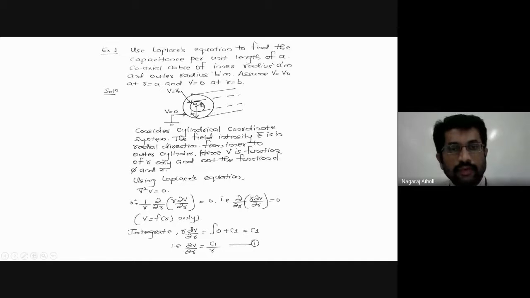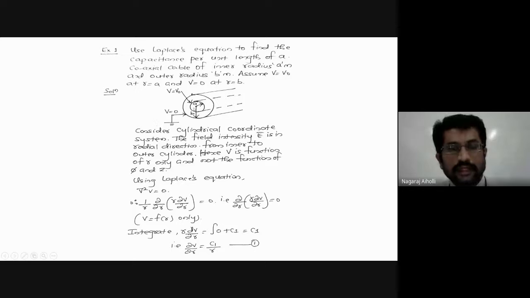Assume V equal to V naught at r equal to a, that is, at R equal to A the voltage is V naught. At R equal to B, the voltage is 0 volts, V equal to 0. It is connected to ground. Right? Consider the cylindrical coordinate system.